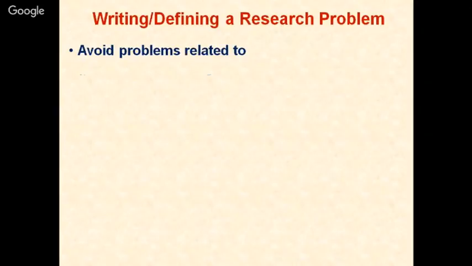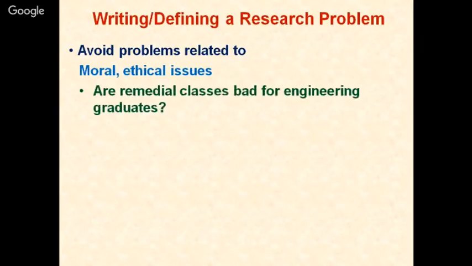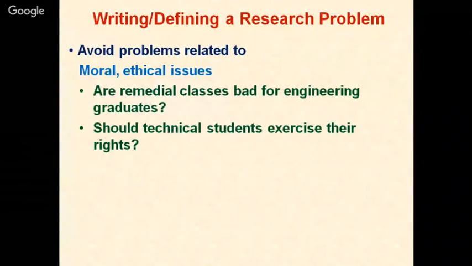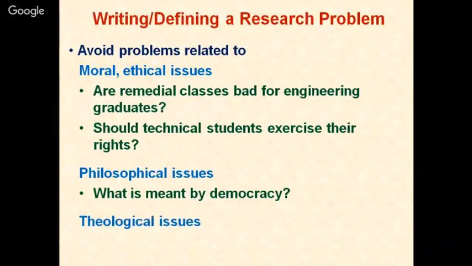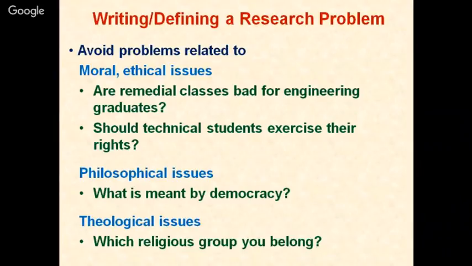Avoid problems related to moral and ethical issues like: are remedial classes bad for engineering graduates? Should technical students exercise their rights? These are not researchable problems. Philosophical issues like what is meant by democracy? It's not research. Theological issues like which religious groups you belong to, or which your people of the state belong to.